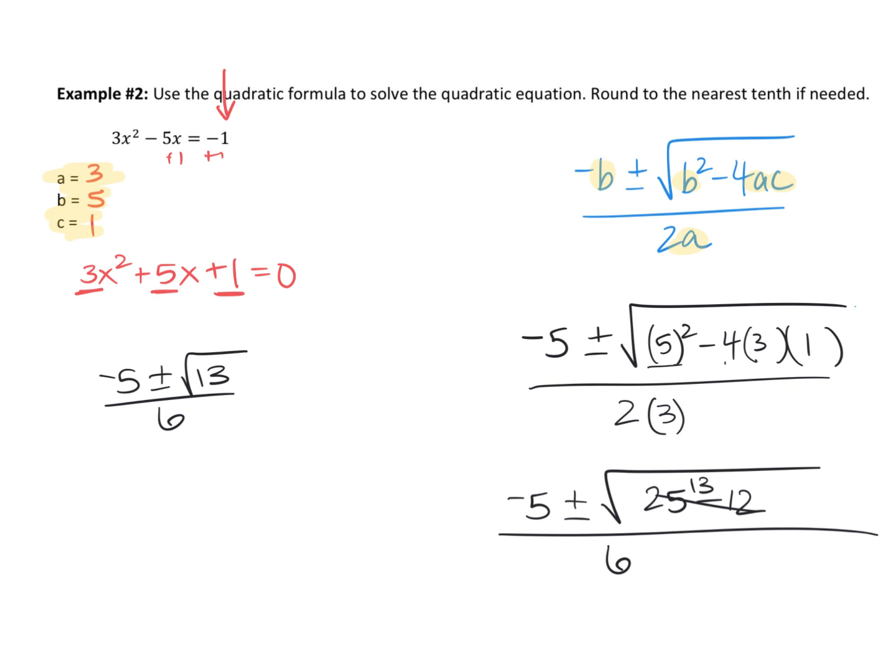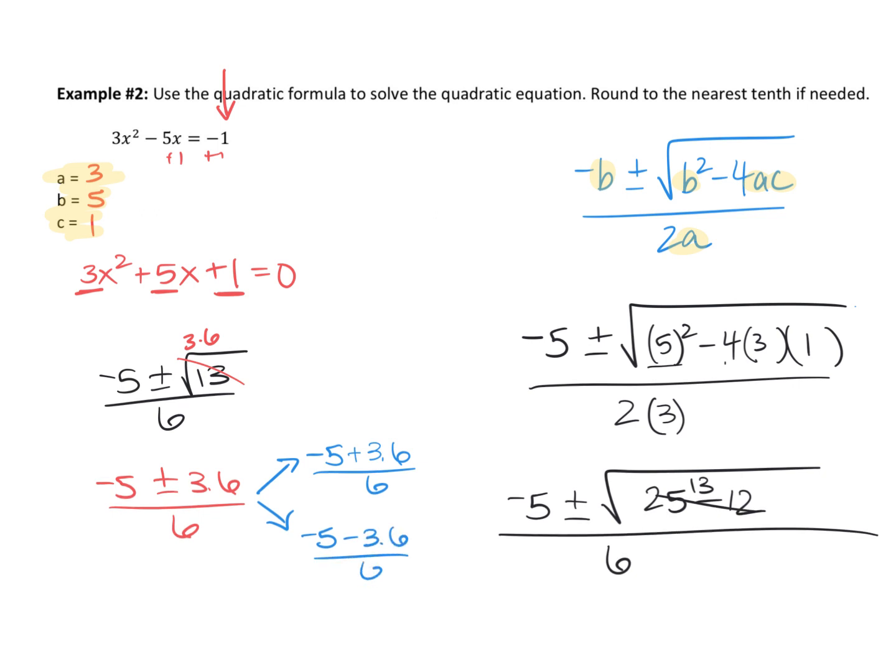So this is not going to be a nice answer, so we are going to round to the nearest tenth because that's what it says in the directions. So I'm going to do the square root of 13. I end up with 3.6. So I have negative 5 plus or minus 3.6 over 6. So this gives me two different answers. Just to make it explicit, I'm going to write it out twice so you know. You're going to do negative 5 plus 3.6 divided by 6, and then negative 5 minus 3.6 divided by 6.